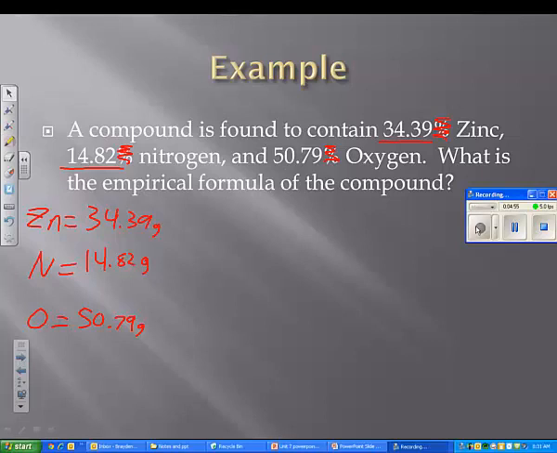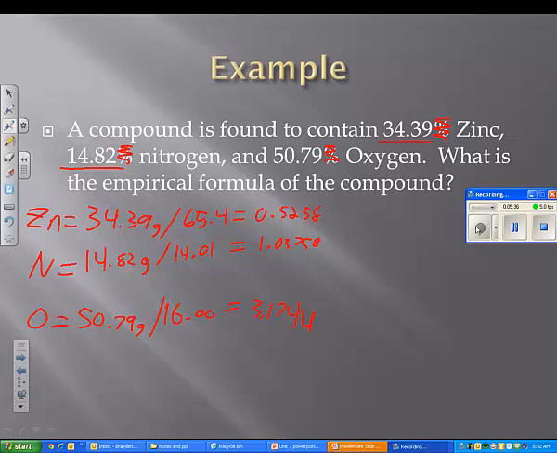Now we're going to go mass to mole, which means divide by the molar mass. So make sure you get your periodic tables so you know where we're getting these numbers from. Molar mass for zinc is 65.41. That gives us an answer of 0.5258. Molar mass for nitrogen is 14.01. Divide those, and that gives us 1.0575. And molar mass for oxygen, you should have that one memorized, 16, and that gives us 1.9844. So that was step 2, percent to mass, mass to mole.